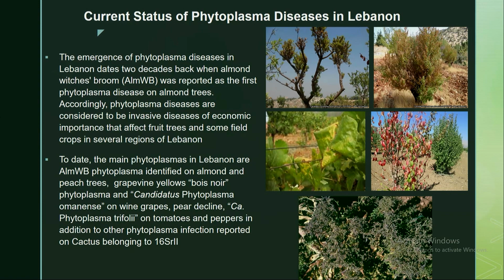To date, the main phytoplasmas in Lebanon are almond witches' broom phytoplasmas, identified on almond and peach trees; grapevine yellows bois noir phytoplasmas; Candidatus Phytoplasma phoenicium on almond; Candidatus Phytoplasma trifolii on tomatoes and peppers; in addition to other phytoplasma infections reported on cactus, belonging mainly to the subgroup 16SrII.